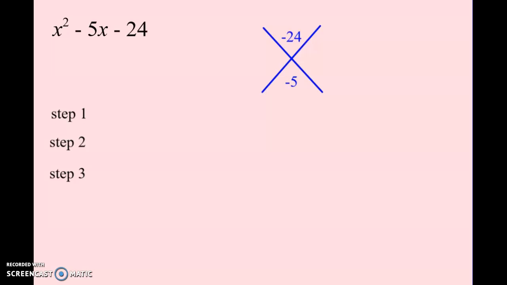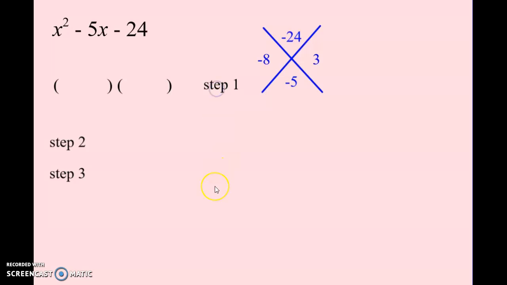Now I have negatives in here. It's not going to make a difference. What two numbers multiply together to get a negative 24 and add together to get a negative 5? Negative 8 and a positive 3 are my two numbers.